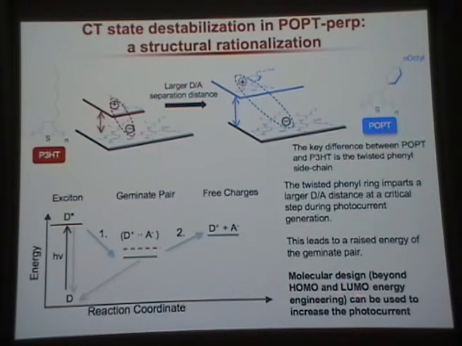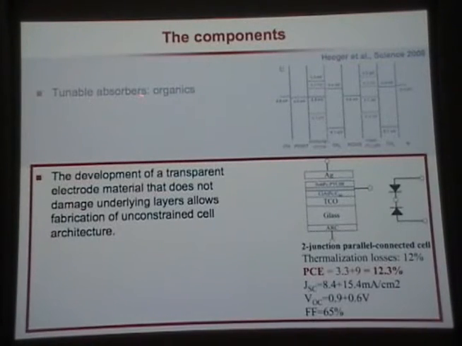But the interesting thing to me here is that you can use molecular design. In this case, it's really structure, and not so much where the HOMO is, where the LUMO is, to increase the photocurrent. You're using a different type of design criteria, not just energetic, but also trying to figure out how to destabilize the charge transfer complex. So this was the story on our work in trying to improve the efficiency of organic photovoltaics by looking at these charge transfer states.